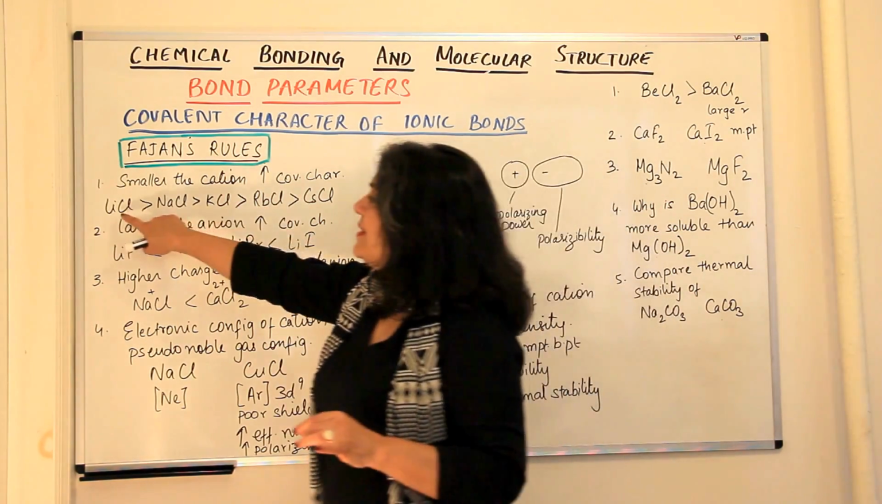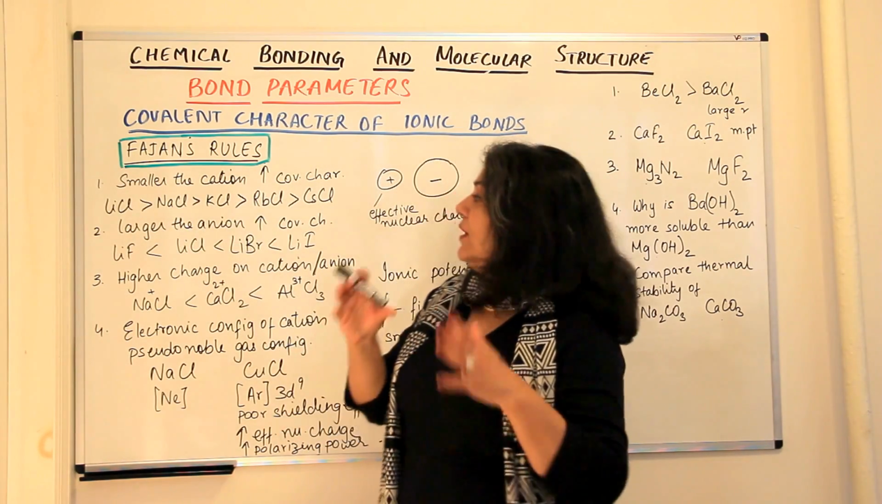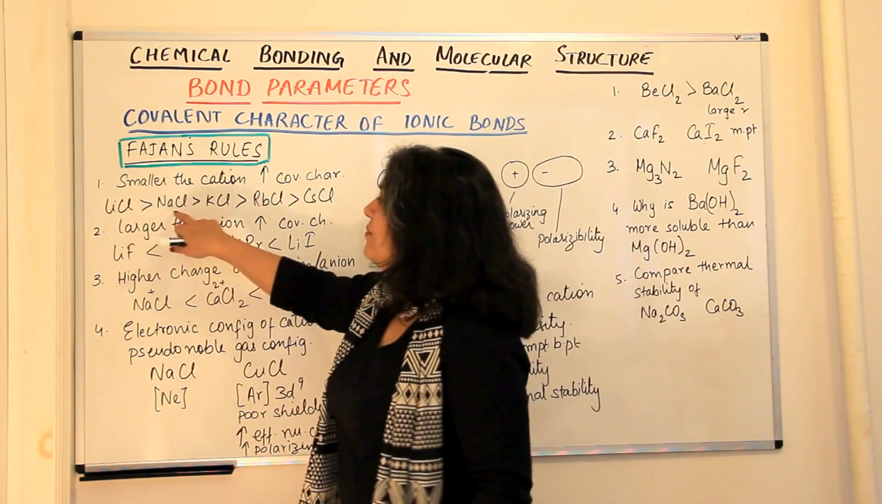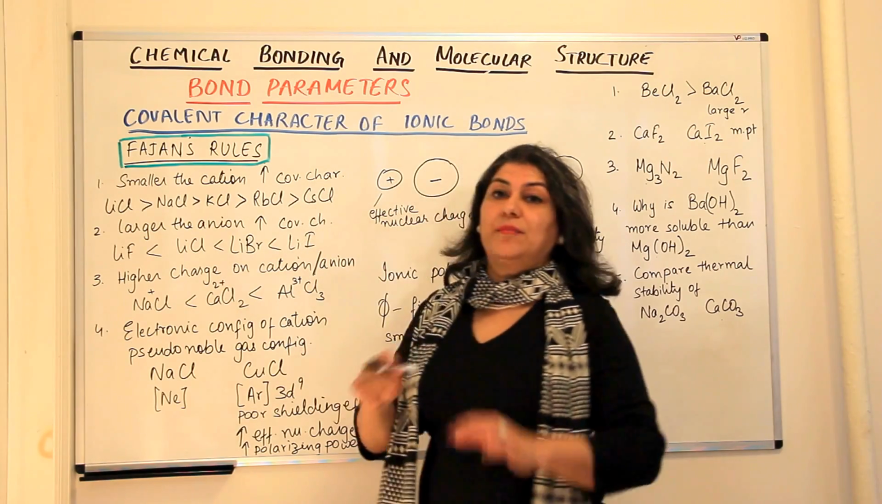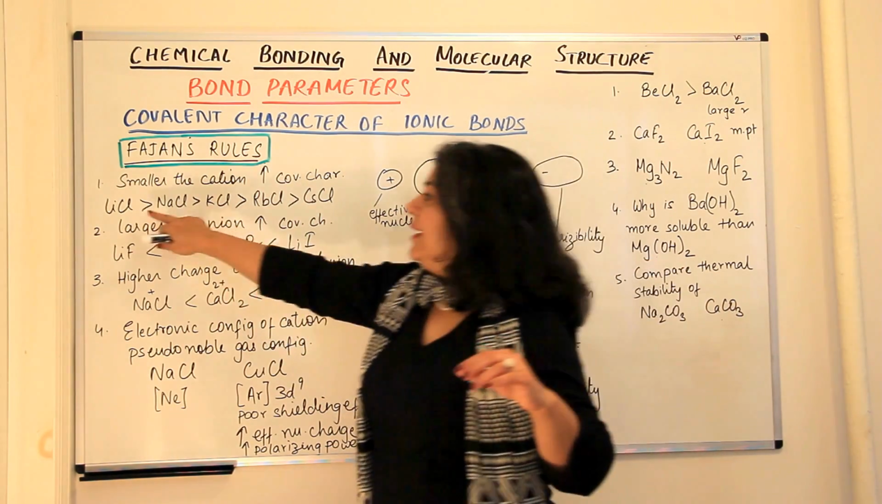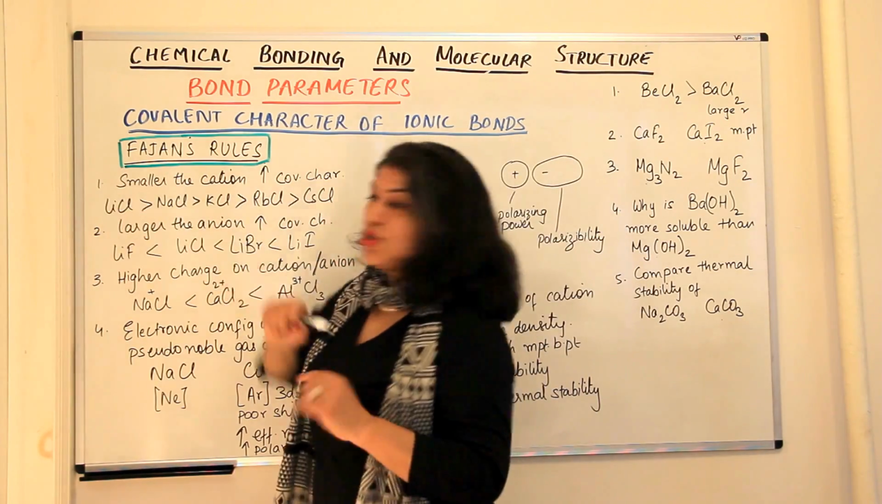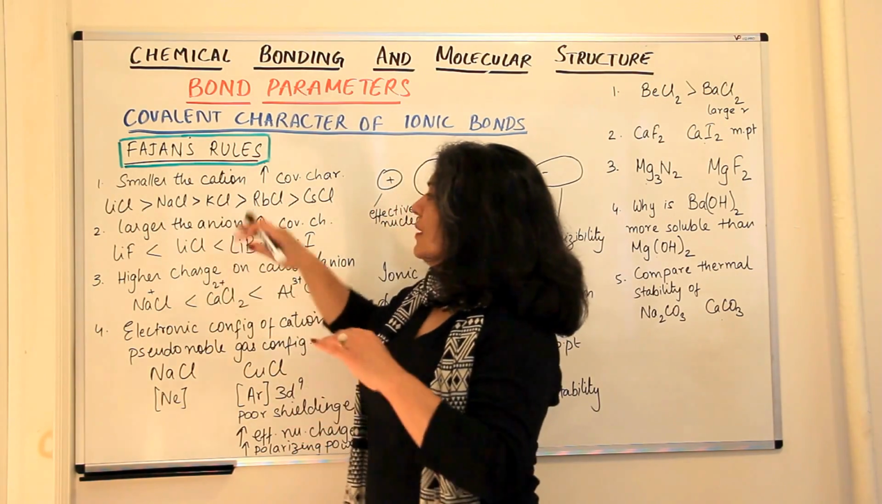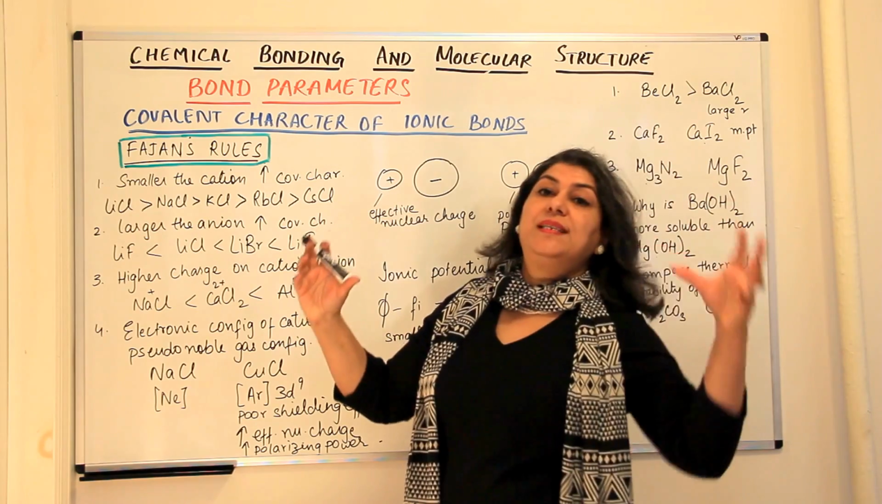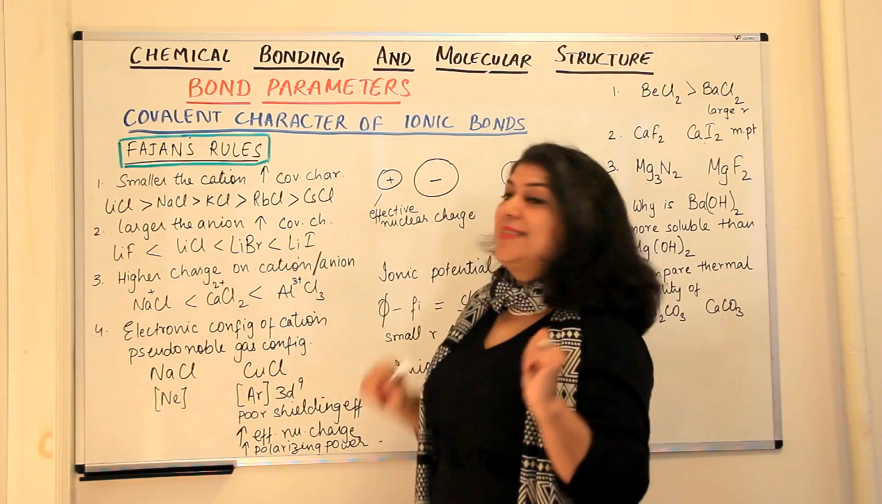So if we take the chlorides of the alkali metals, that is lithium, sodium, potassium, rubidium, and cesium, and compare the chlorides, the anion is the same in all of these. So what do we notice? Lithium is the smallest in size, sodium is bigger, potassium is bigger than that, rubidium and cesium are still bigger. The largest is cesium.